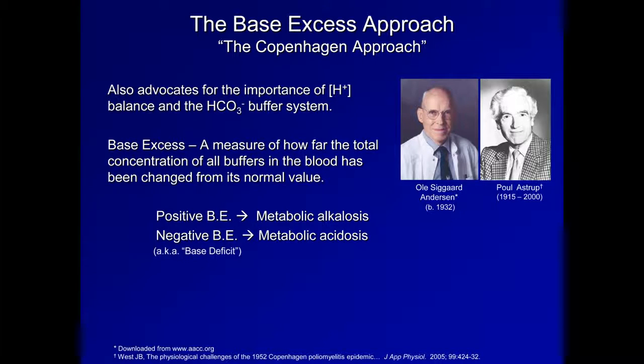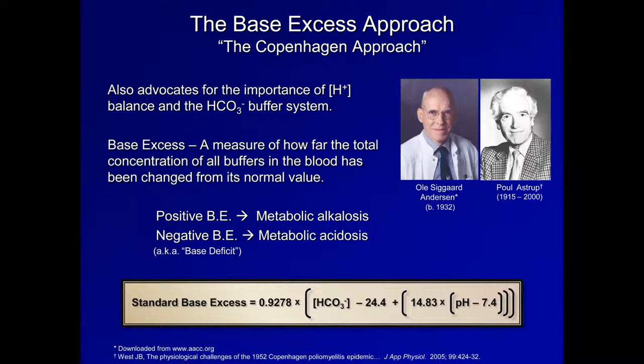Therefore, an additional value called standard base excess was created to address this concern. Standard base excess corrects this problem by calculating the base excess with a built-in assumption of a hemoglobin concentration of 5 grams per deciliter, which is cited as a value which will give an approximately accurate result in vivo. Here is the commonly cited equation by which standard base excess is calculated.